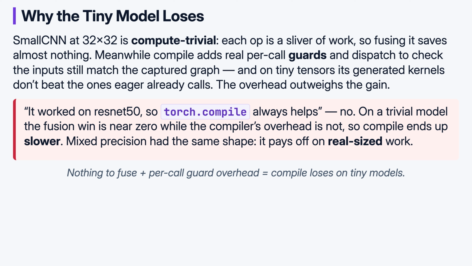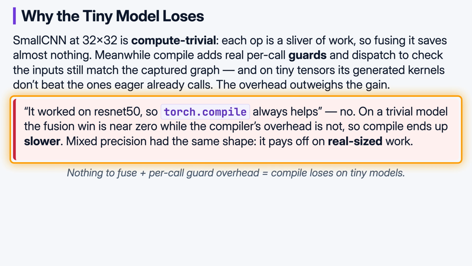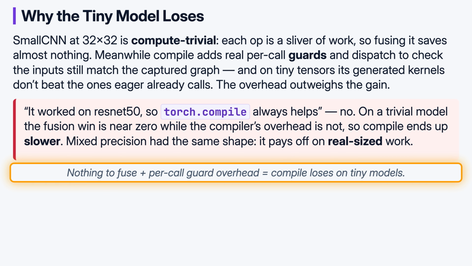There is a tempting wrong conclusion here. It helped on ResNet 50, so it must always help. No. On a trivial model, the fusion win is near zero, but the overhead is not, so compile ends up slower. Mixed precision had the same shape. It pays off on real-sized work. Almost nothing to gain from fusing, plus per call guard overhead. That is why compile loses on tiny models.